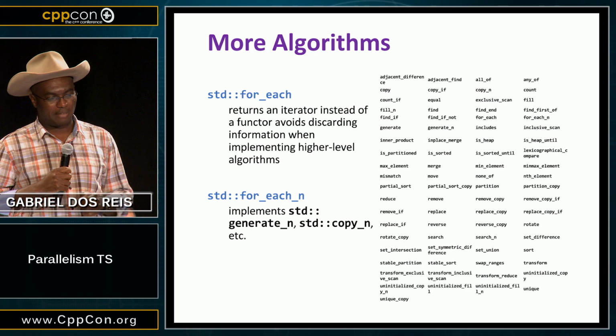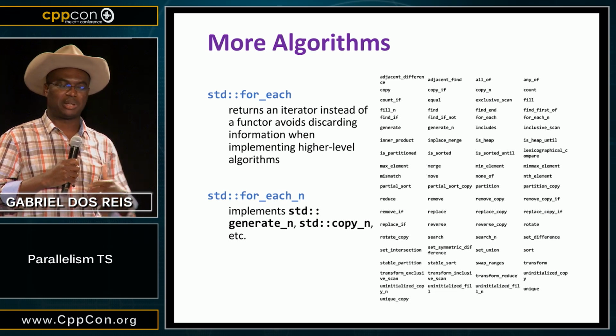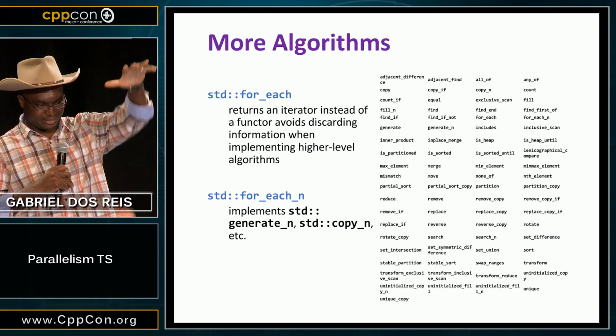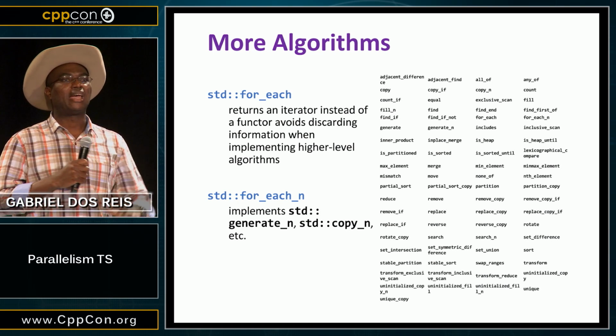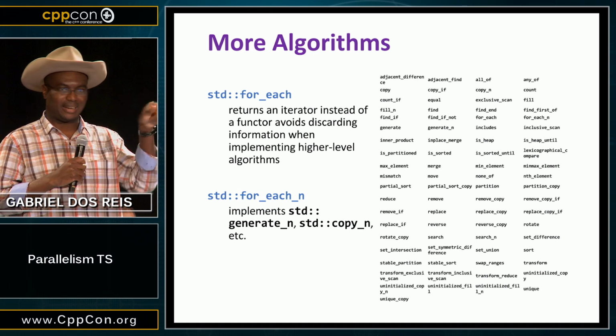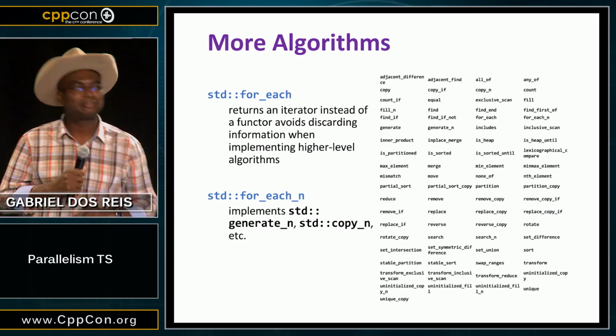And then you have for_each_n, which is a generalization, and generate and copy, and you have a bunch of other stuff there. I can't even read them from here. But if you want to know more, then you should just go to the isocpp.org and get the link and read more about them. All right, thank you. Next up is Michael Wong telling us a little bit about the Transactional Memory TS.